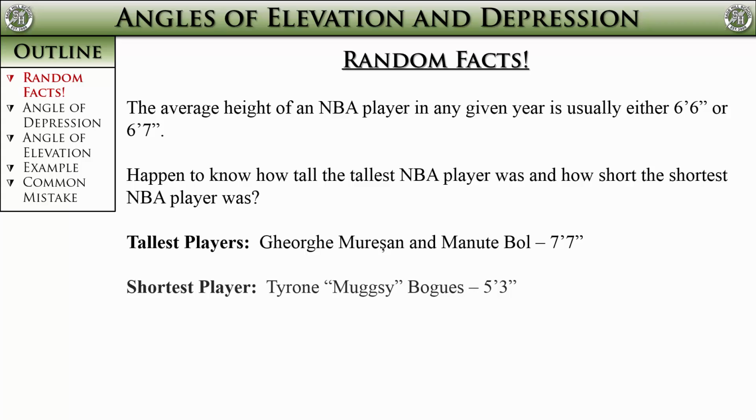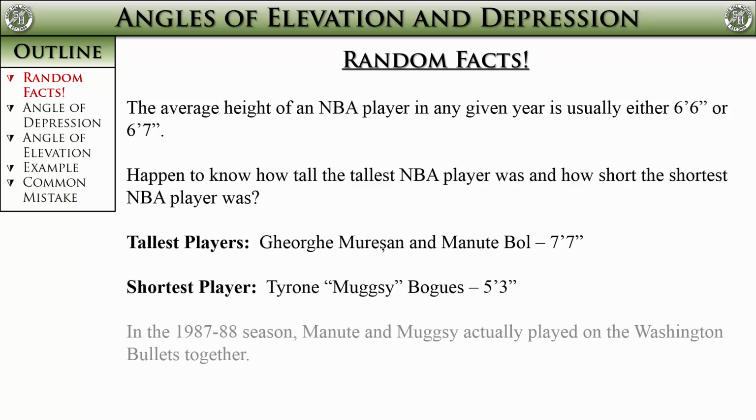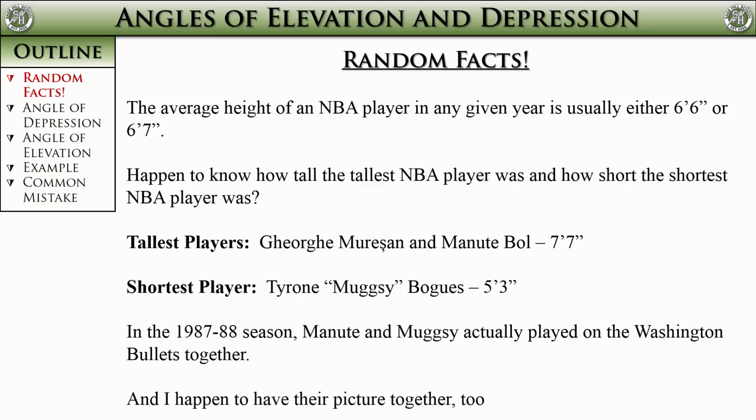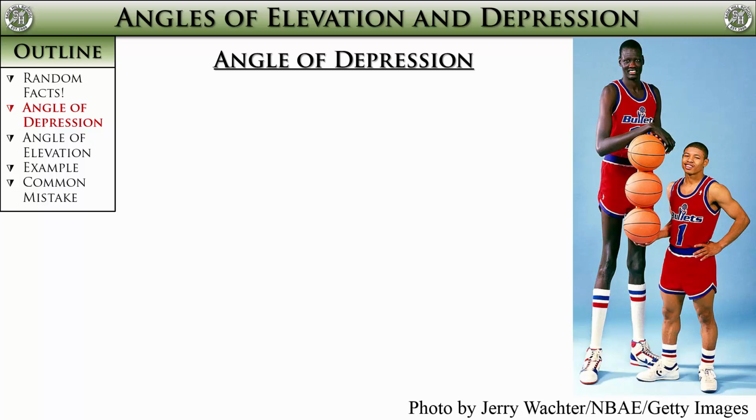The shortest player of all time in the NBA was Muggsy Bogues. In the 1987-88 season, Manute and Muggsy actually played on the Washington Bullets together. And I happen to have their picture together too. That is a pretty crazy picture. It's just comical. Manute's knees are almost to Muggsy's waist. The top of his socks are the bottom of Muggsy's shorts. Manute's hands are monsters. I wonder when he could first palm a basketball. Manute's a stick too. He was 7'7" and weighed between 190 and 200 pounds.